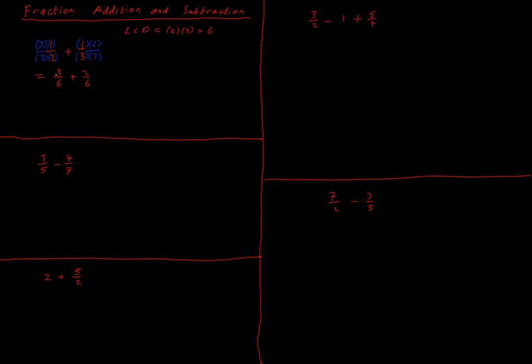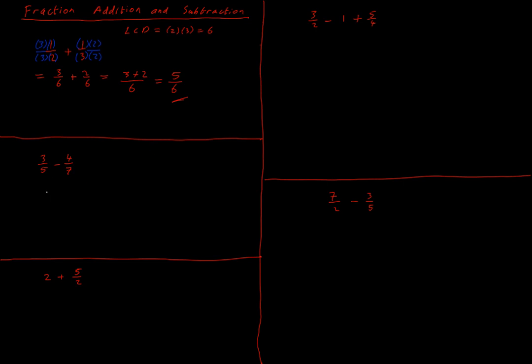I have this many sixths plus this many sixths. So I can just count up how many sixths I have in total. I have 3 of them plus 2 of them, and I have 5 of them in total. So I have 5/6 is my final answer here.